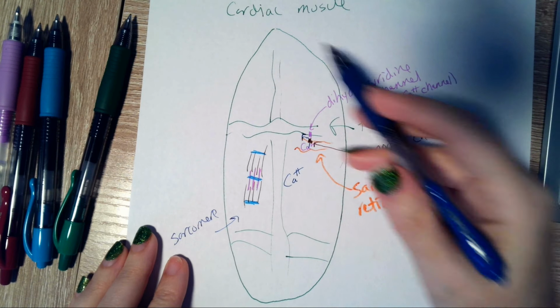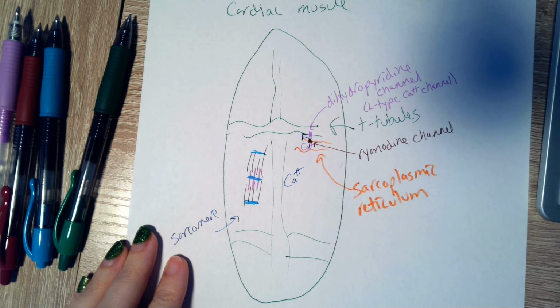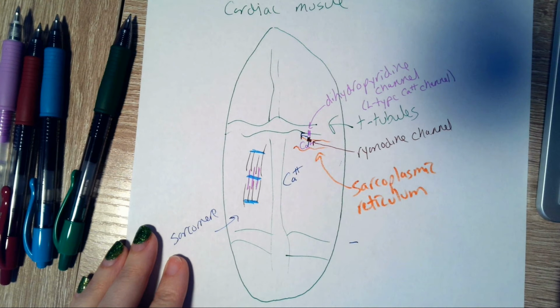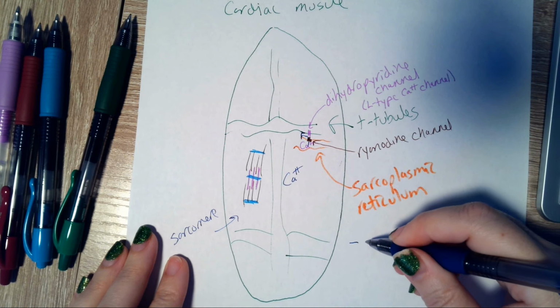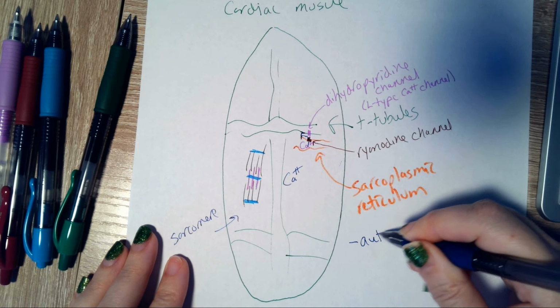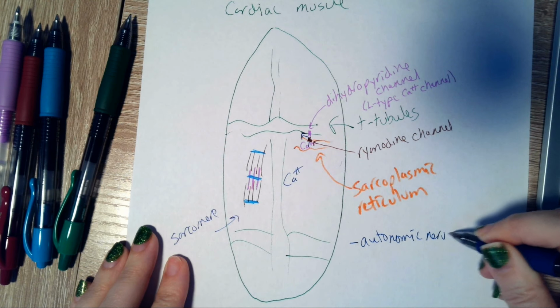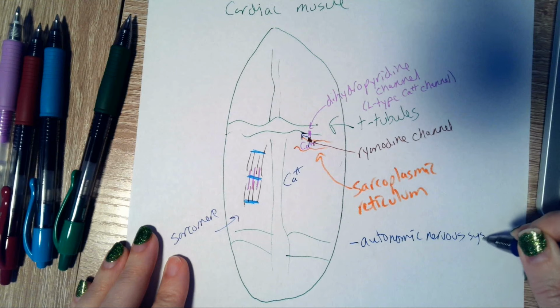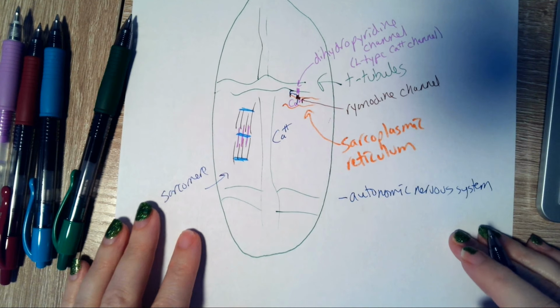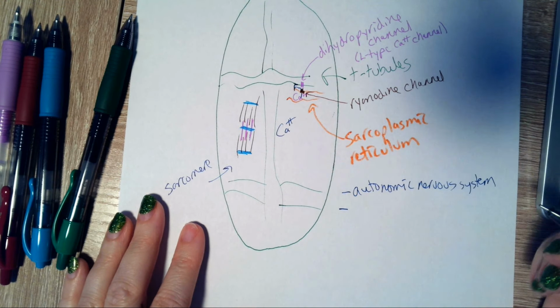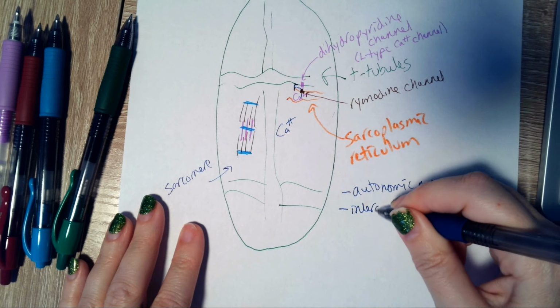Another difference, or a couple of other differences with cardiac muscle between them and skeletal muscle. They are innervated by the autonomic nervous system, so not the somatic. They are joined together by very specific cellular junctions called intercalated discs.